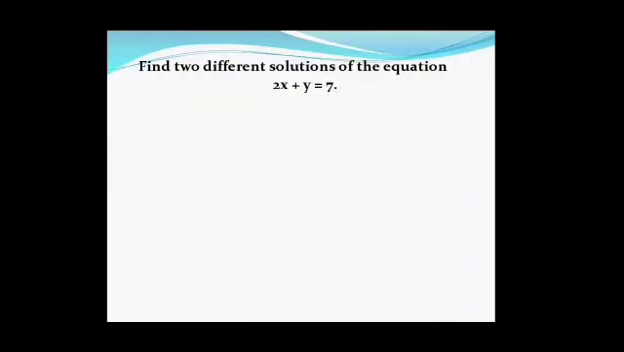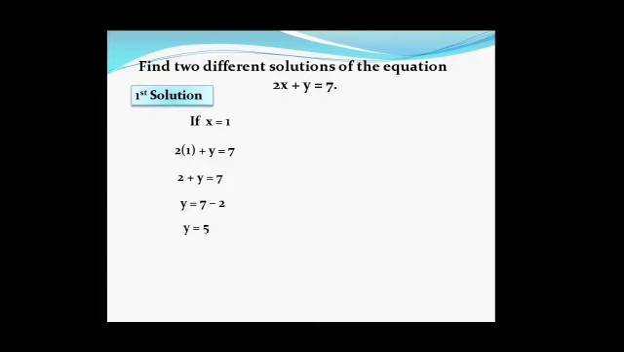Find two different solutions of the equation 2x plus y equals 7. Let's find two solutions. First solution, if we substitute x equal 1, then we will get 2 into 1 plus y equals 7. 2 plus y equals 7, y equals 7 minus 2, y equal 5. So the first solution will be (1, 5).